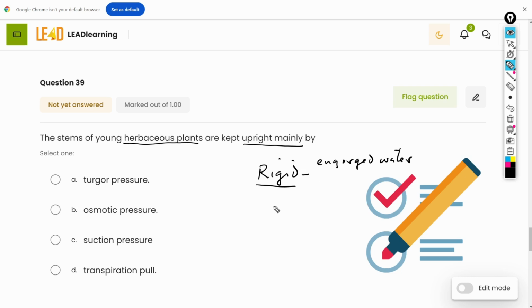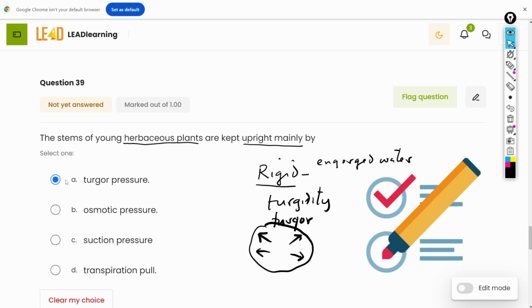Now, this phenomenon is called turgor, or turgidity, and turgidity is brought about by turgor pressure. When the plant cells take in so much water that the water now begins to exert a backward pressure on the cell wall, that gives the plant a turgid structure. So our answer from this information is turgor pressure, option A.